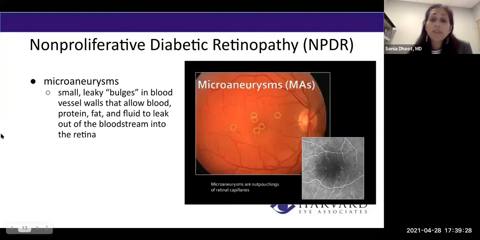When you start having those bulges in the blood vessel walls, all of the stuff that's supposed to stay inside the blood vessel, protein, fat, fluid, they all start leaking into the retina, and that's when we can start having problems with our vision.